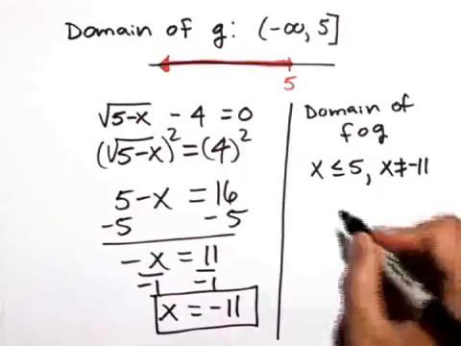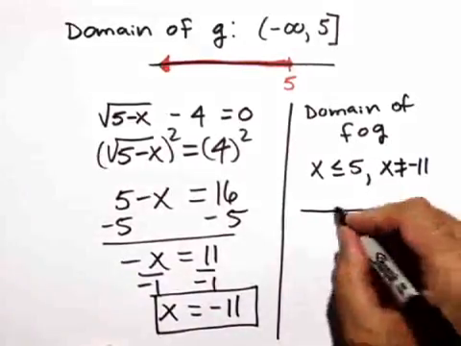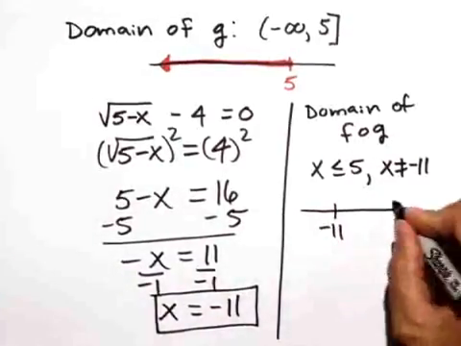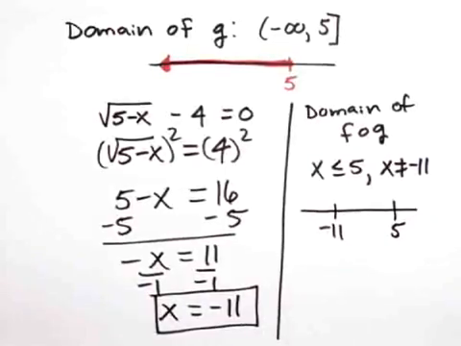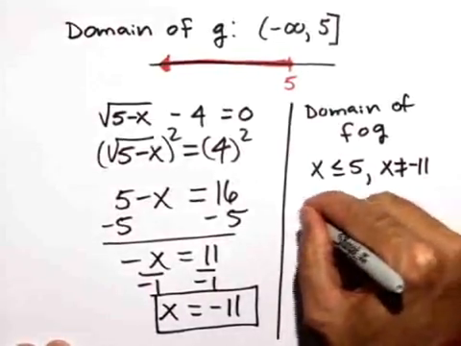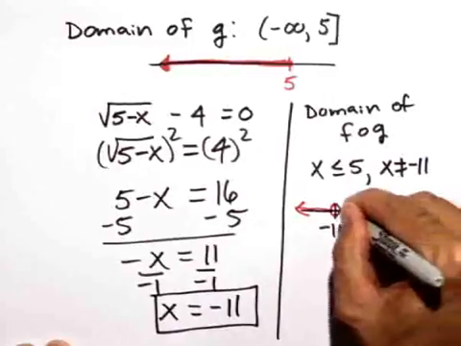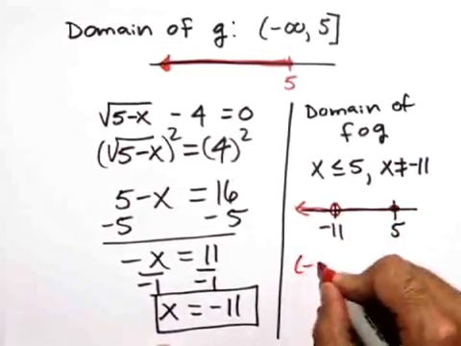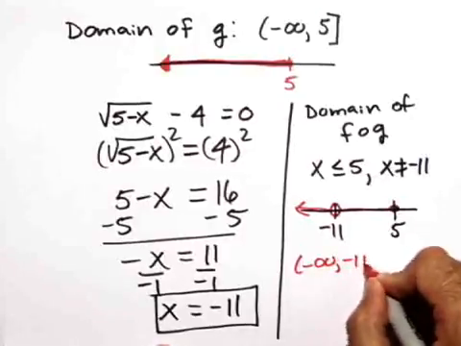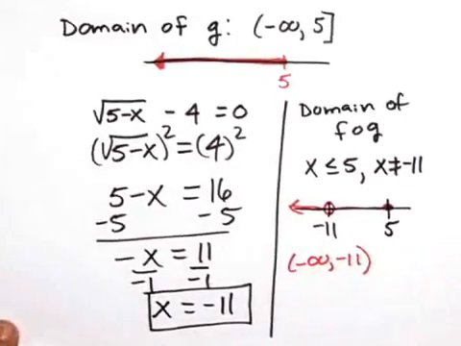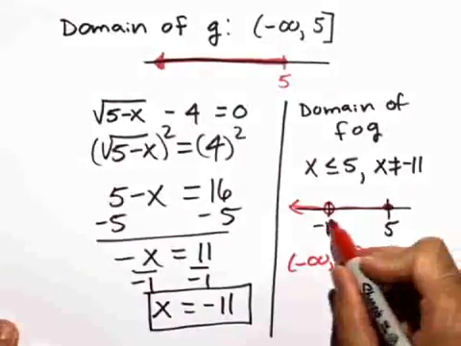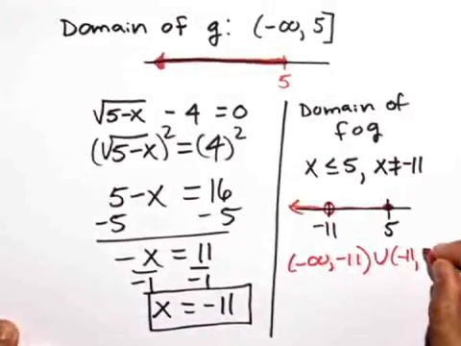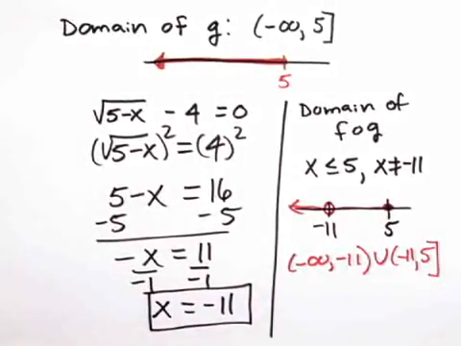So how do we write that? Well, let's maybe draw a picture. We have to exclude negative 11. Okay? So that is the interval, negative infinity to negative 11, not including negative 11, union with the points between negative 11 and 5 including. And so there is the domain of the composite function.